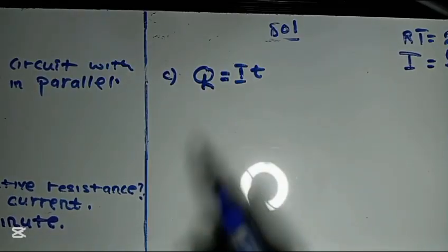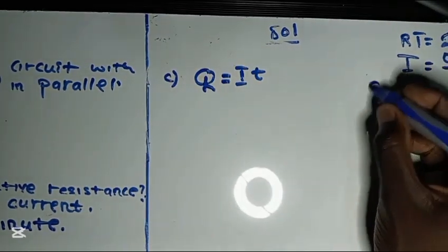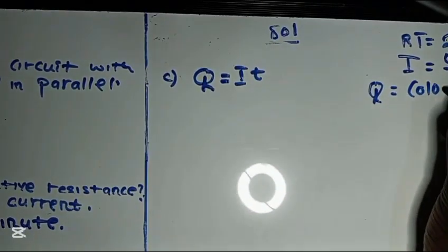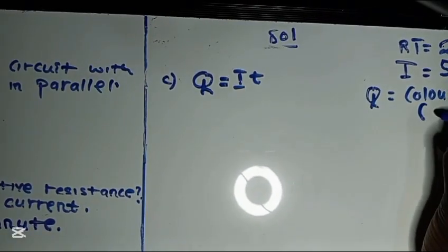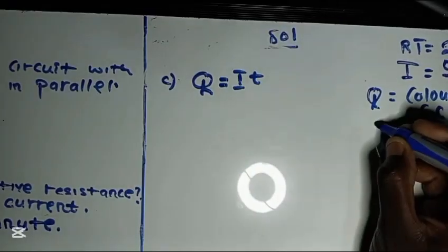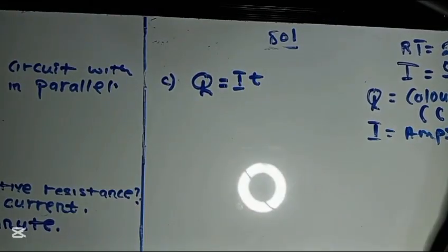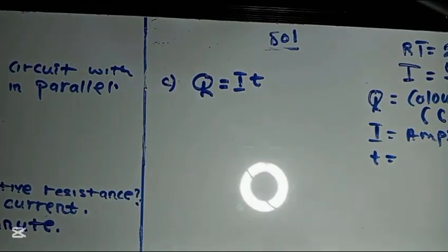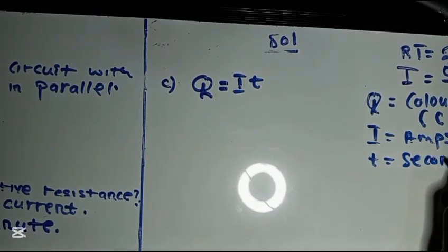So first thing we want to look at is the SI units for charge. The SI units for charge are what? Coulombs, which are represented by capital letter C. Then the SI units for current, we have already said they are amps, so we are going to put a capital letter A there. And finally, we have time. Remember, time in physics is always in what? In seconds. So a small letter s will do.